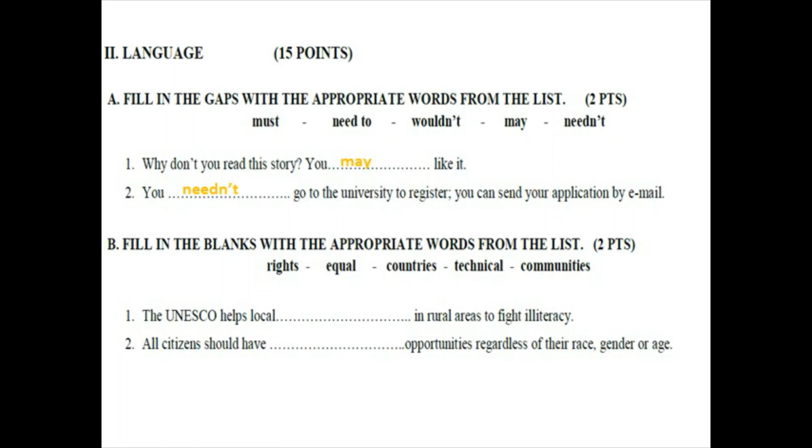B. Fill in the blanks with the appropriate words from the list. We have rights, equal. Rights, حقوق, equal, تساوي. Countries, دول. Technical, ça veut dire تقني, شي حاجة تقنية. Communities, جماعات. Okay, the UNESCO helps local in rural areas to fight illiteracy. To fight illiteracy هي محاربة الأمية. So here we say the UNESCO helps local communities in rural areas to fight illiteracy. Rural areas هما المناطق القروية.